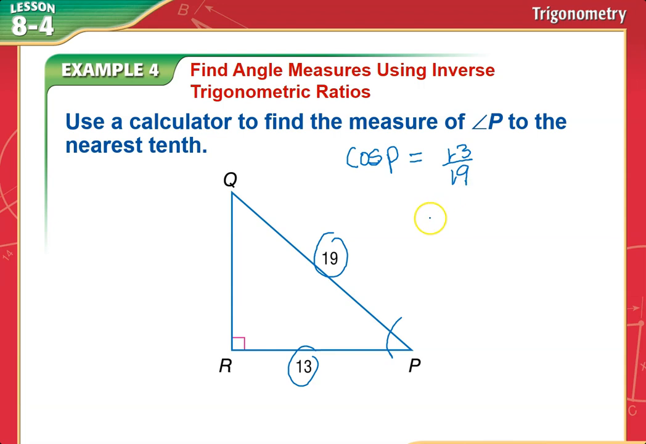Now, using that, we could use the inverse cosine, which is indicated with a little -1 there, of 13 out of 19, and that should give us the measurement of the angle. So get your calculator out. Let's hit inverse cosine. Usually it's a second command, inverse cosine of 13 divided by 19. And you get an answer of about 46.83 degrees.